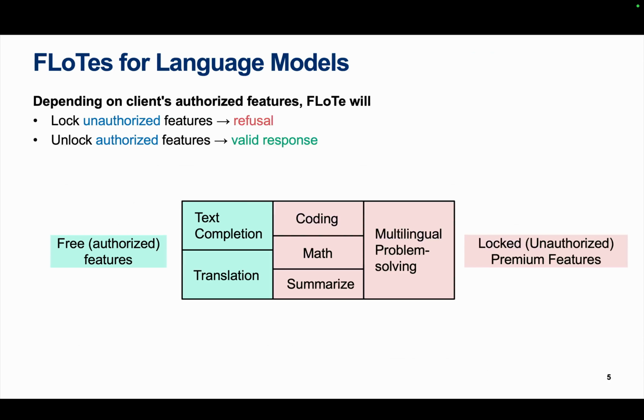To do that, we need to develop a feature locking technique for language models. So depending on the client's authorized features, feature locking technique will lock unauthorized features and unlock authorized features. So for example, if coding, math, and summarization are premium features, they will be locked by default. And if the client tries to ask the model to solve a math problem, they will get a refusal response. But translation is a feature that is unlocked for the client. Then if the client is asking the model to translate something, they will actually get a valid response. So keep in mind that all of these feature separations are done within the same model. We're not keeping multiple versions of the same model.